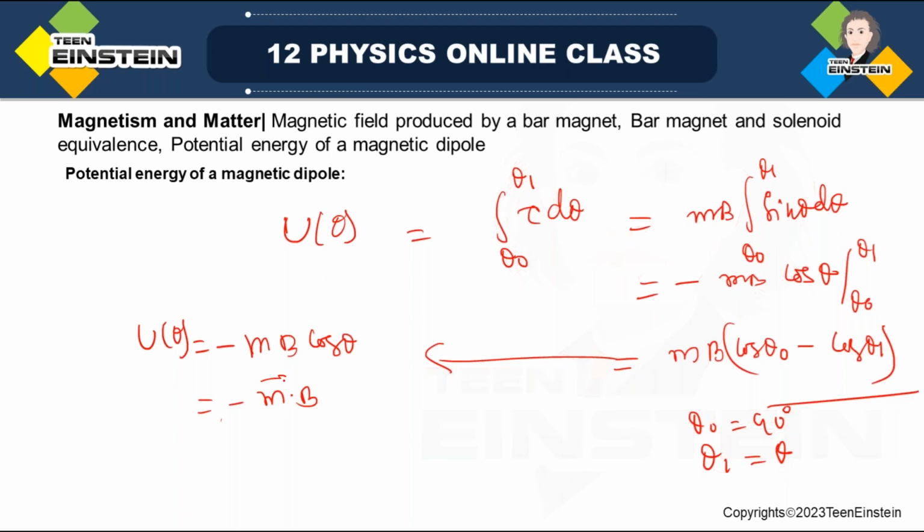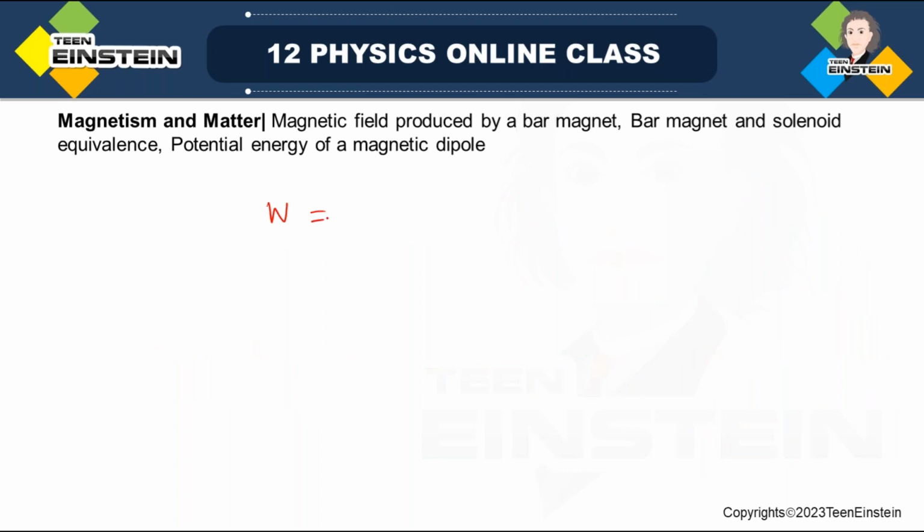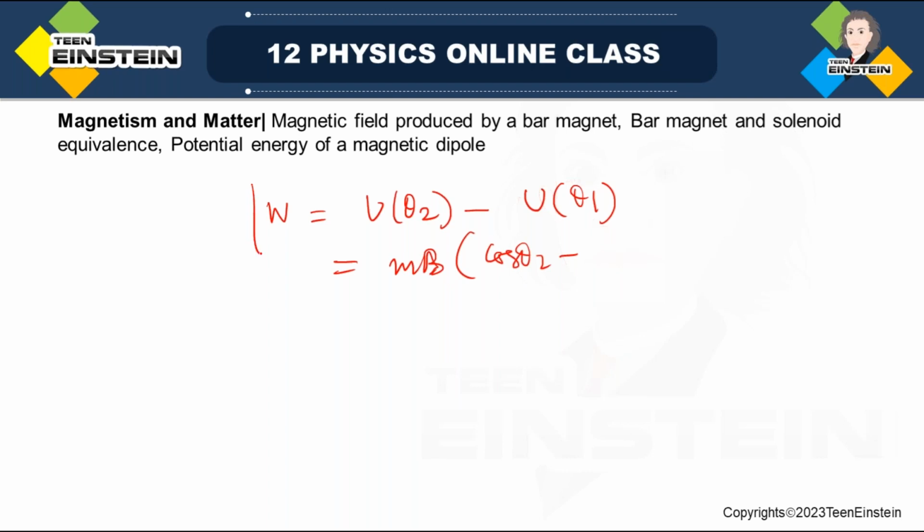If you need to find the work done, it will be given by U of theta 2 minus U at theta 1, where I was. So mB times cos theta 2 minus cos theta 1. Here there will be a minus sign, I hope. Anyway, the magnitude of cos theta 1 minus cos theta 2 times mB will be the work done.